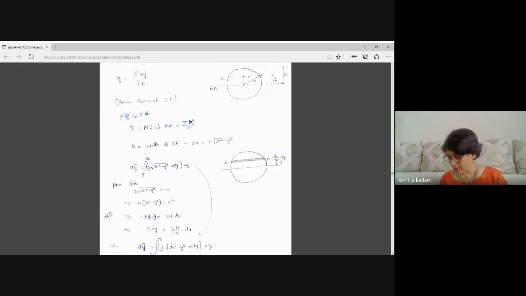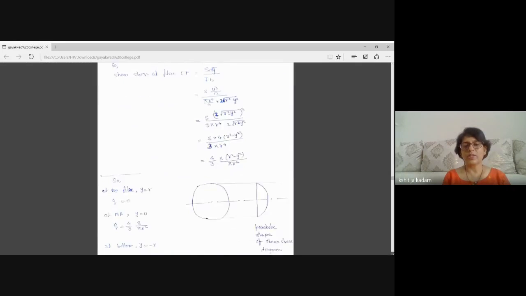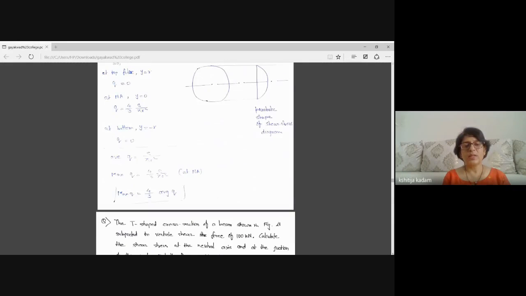Similarly, I can find it out for circular section also. I am just telling you the final answer, that for a circular section the shear stress diagram is also parabolic and maximum shear stress is equal to 4 by 3 average shear stress.